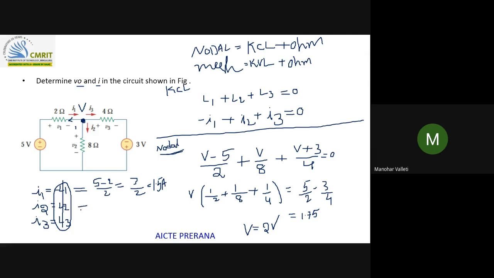Same way I2 is 2 by 8, 1 by 4, that is 0.25 amps. I3 is (2 plus 3) by 4, 5 by 4, which is 1.25.